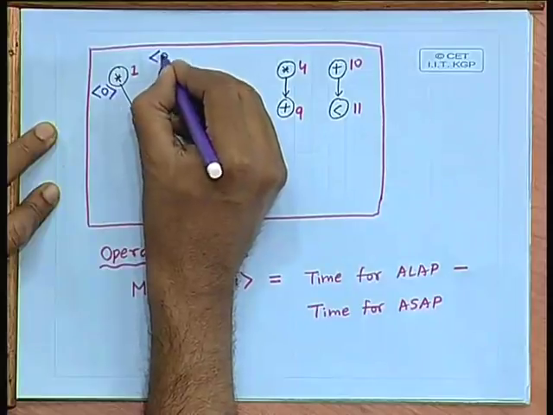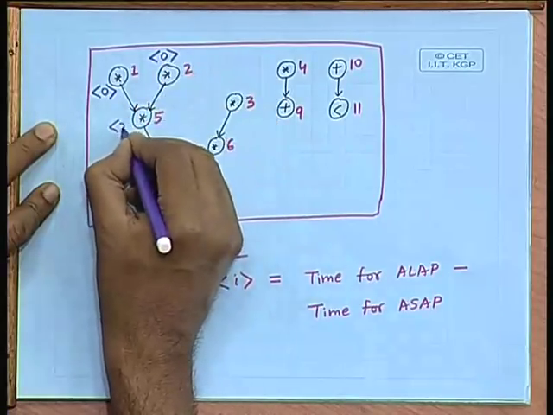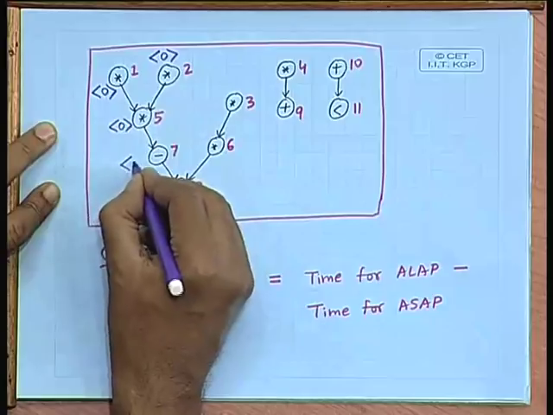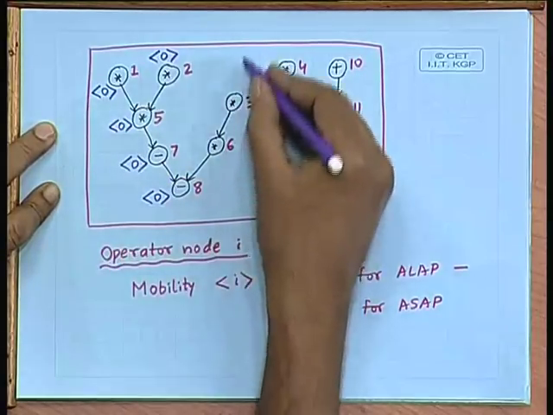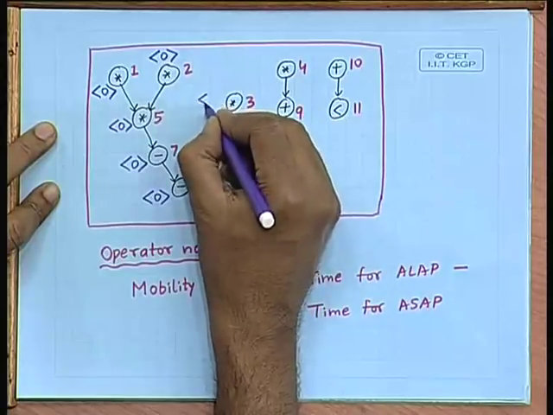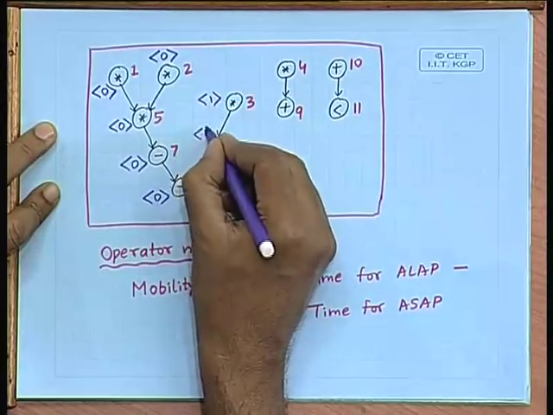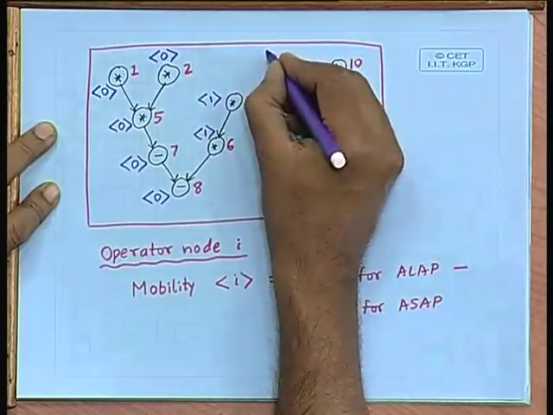So, in this way you will have to construct the ASAP and the ALAP schedules and subtract the times that each operation was assigned, and accordingly you get the flexibility or the mobility of each of the nodes. I am writing down the mobility of each node side by side just for reference. These lie on the critical path, so their mobilities are all 0. But for these nodes, there is a mobility of 1. These nodes, mobility 2.